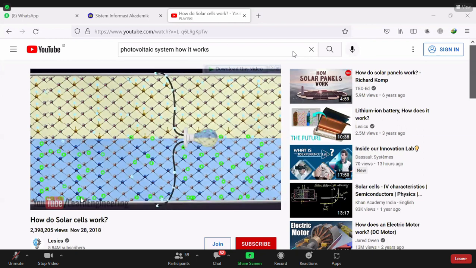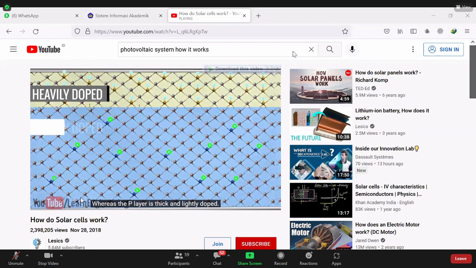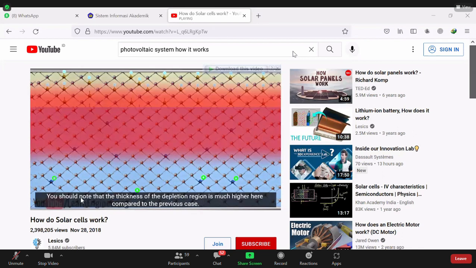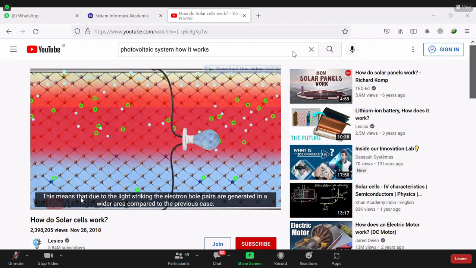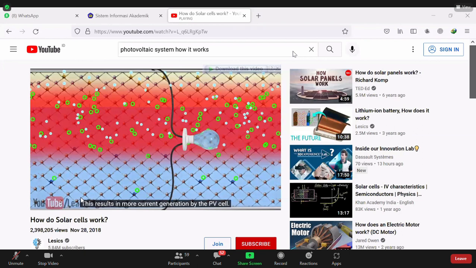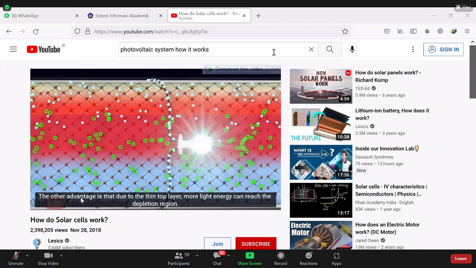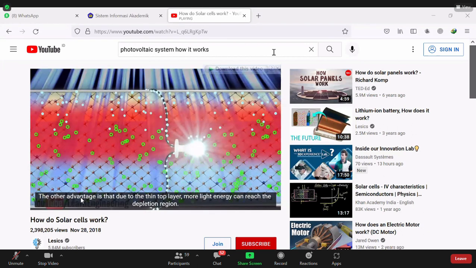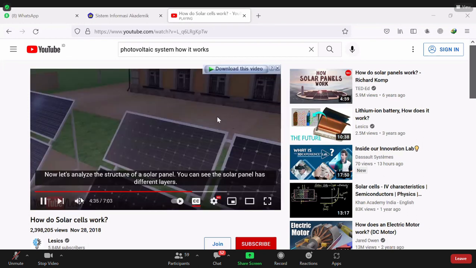Just observe the depletion region formation here. You should note that the thickness of the depletion region is much higher here compared to the previous case. This means that, due to the light striking, the electron-hole pairs are generated in a wider area compared to the previous case. This results in more current generation by the PV cell. The other advantage is that due to the thin top layer, more light energy can reach the depletion region. Now, let's analyze the structure of a solar panel.